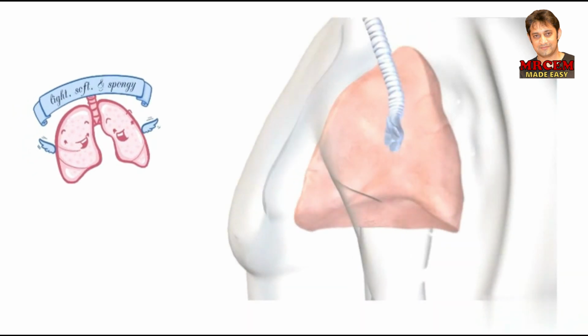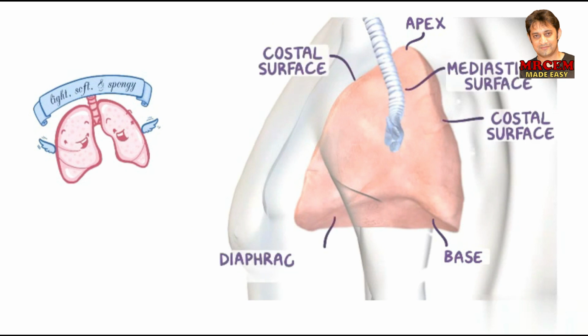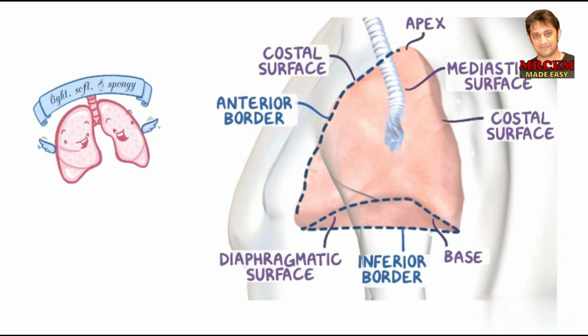The lungs are light, soft, and spongy, and each of them has an apex, a base, and three surfaces, costal, mediastinal, and diaphragmatic, and three borders, anterior, inferior, and posterior. The apex is the blunt superior end of the lung above the level of the first rib into the root of the neck, while the base is the concave inferior surface of the lung that rests on the diaphragm.